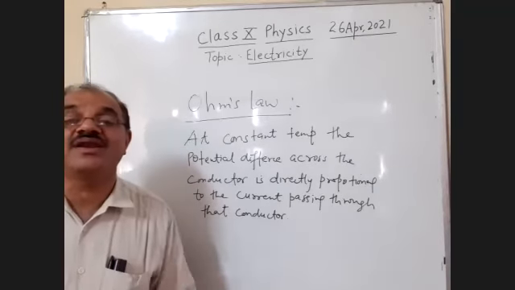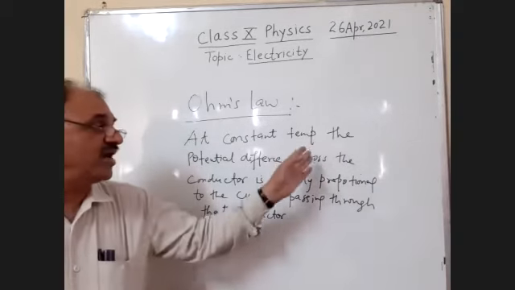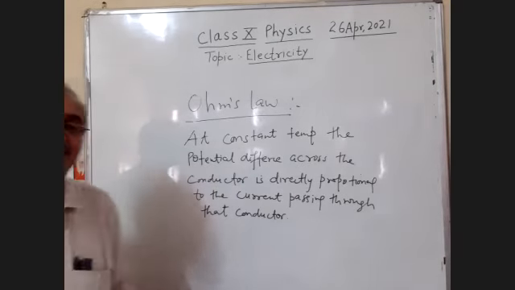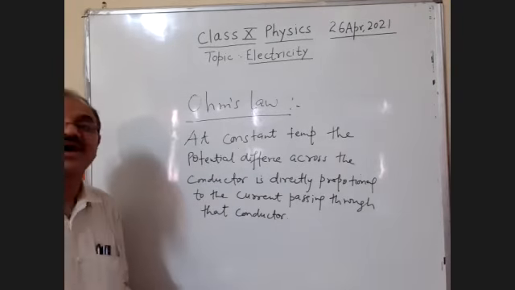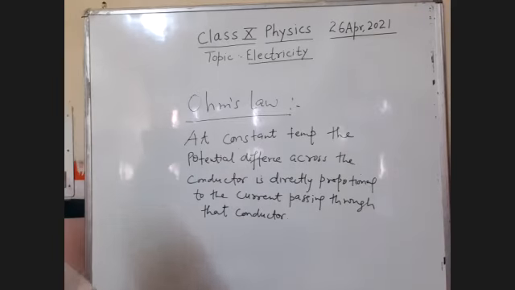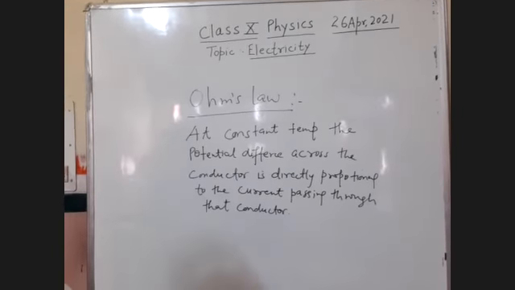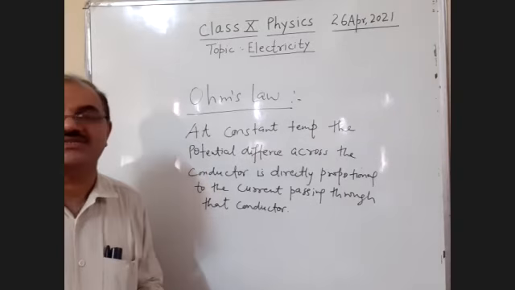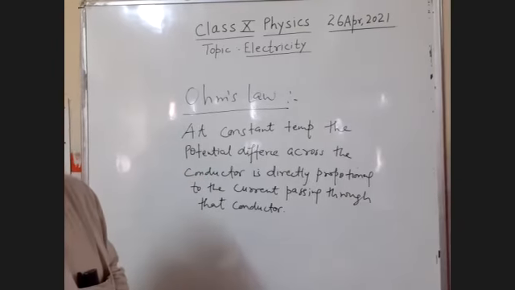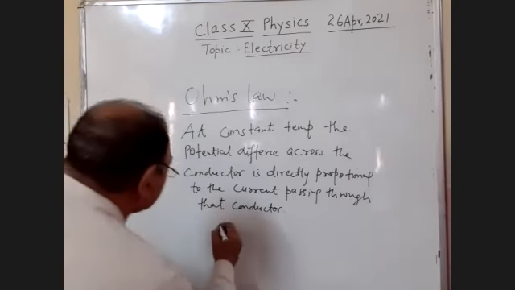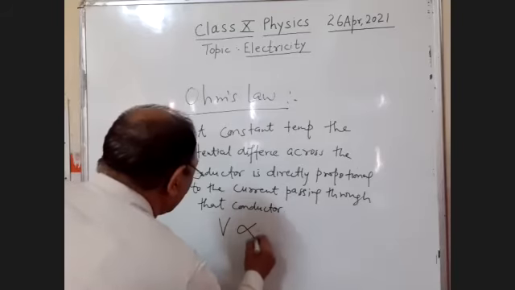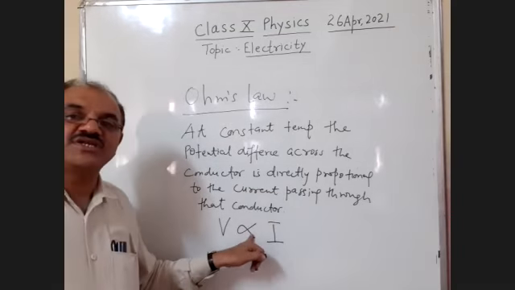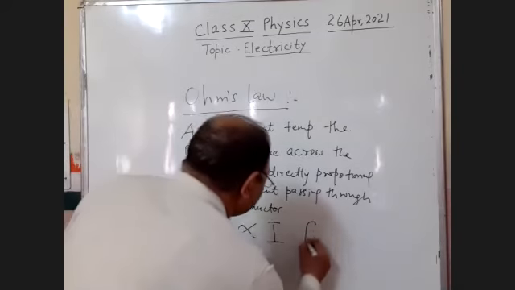Very simple law, and I'll write down mathematically what this law says. Now, students, according to the statement, at constant temperature, when temperature remains constant, clear, students? When temperature remains constant, the potential difference across that conductor is directly proportional to the current. Here I write down: temperature remaining constant.